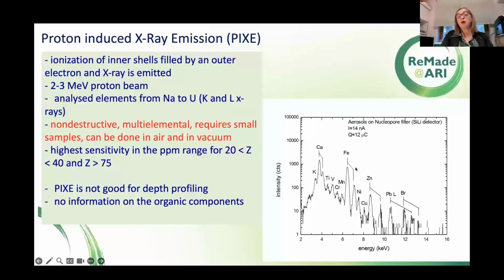PIXE is not an optimum technique, not a good technique for depth profiling. And the problem is that you can't get information about organic components. Therefore, you can use other techniques like ERDA or also the RBS technique to get information about lighter elements in your sample.